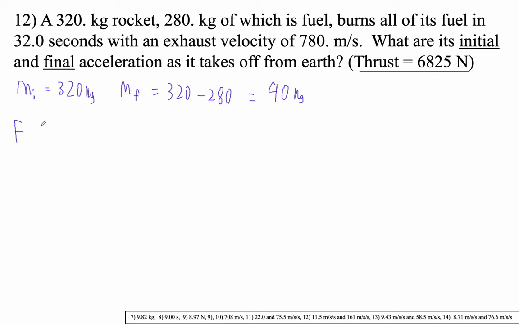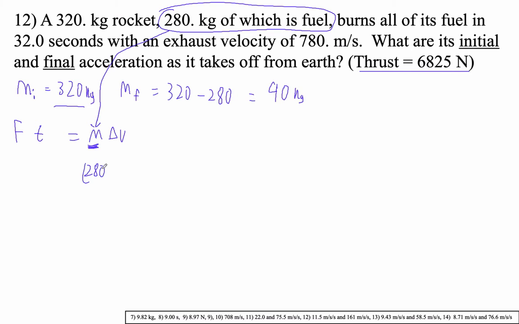So the force times time is mass times delta V. Now, the most important thing here, this is where people make mistakes, is that mass has to be the fuel mass. It's not the initial mass, it's not the final mass, it's the mass of the fuel that's burned. So that's going to be 280. Our delta V is 780 for that fuel. It burns it in 32 seconds. So remember, whenever you put a time in there, trying to figure out the thrust, this must be the time it takes that fuel to burn.